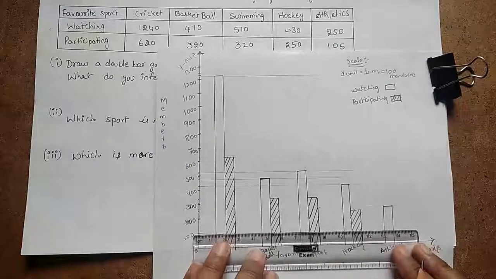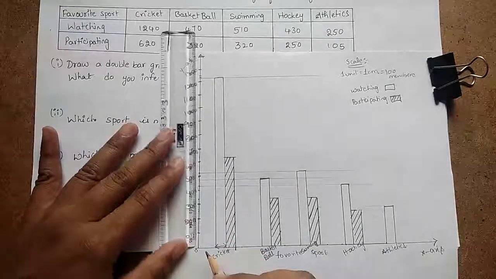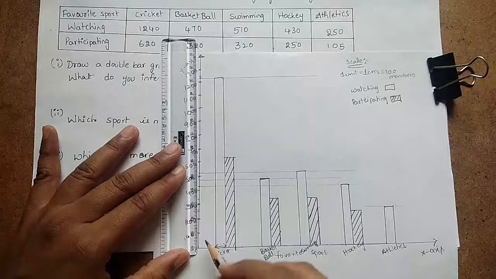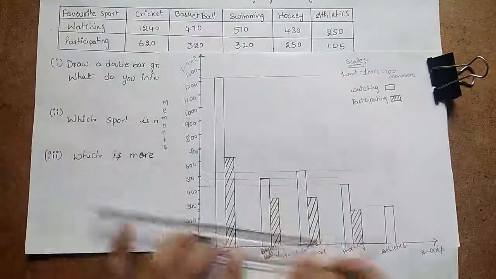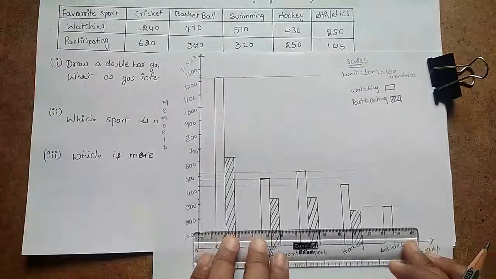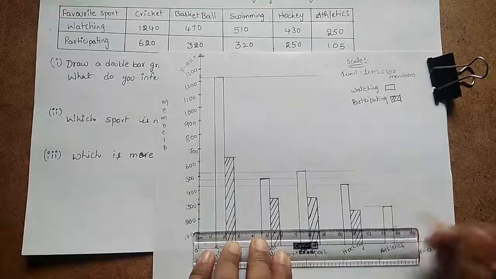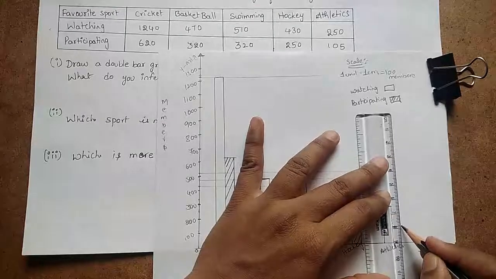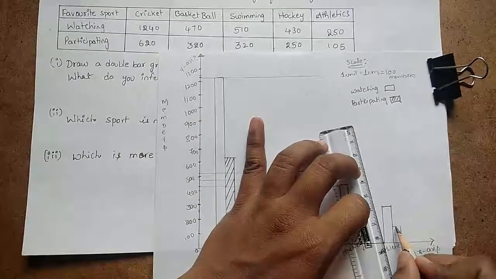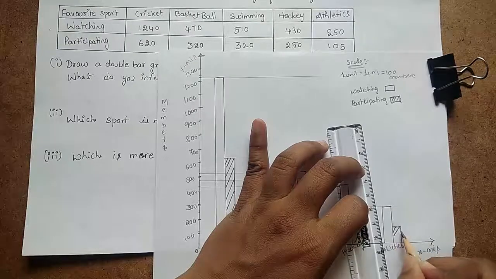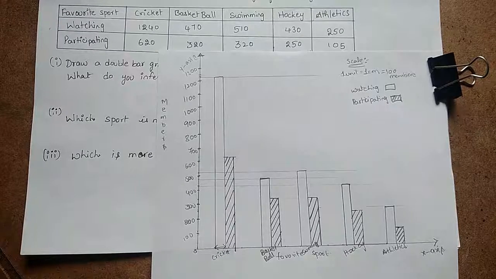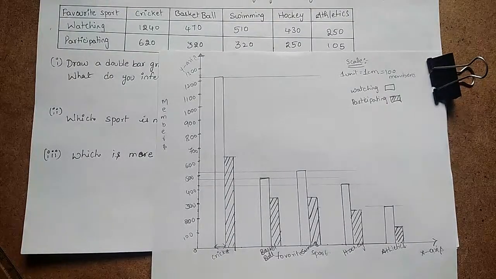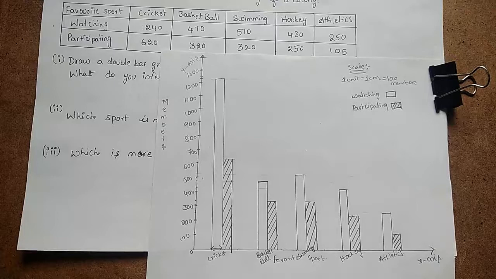Next, last but not the least, athletics 105. So this was the 100. 5 is nothing but a small invisible line that was near to 110 also. So this was the line, and make sure the same width for all the sports bar graphs. So this was the 105 athletics participating. So see here. Next, erase the invisible lines. This is the bar graph representation for the given data.